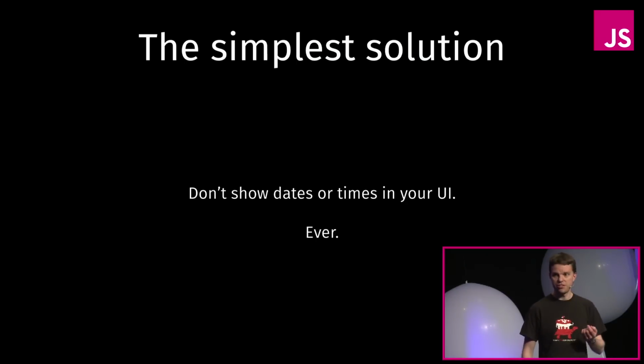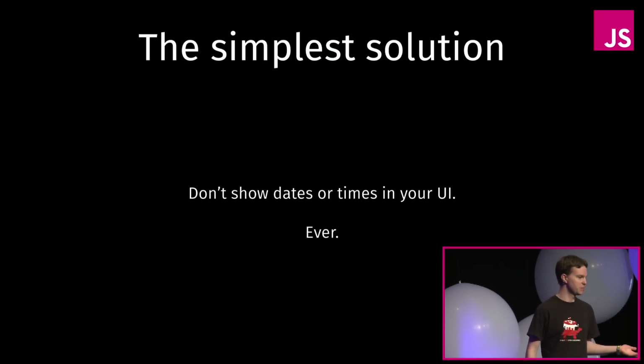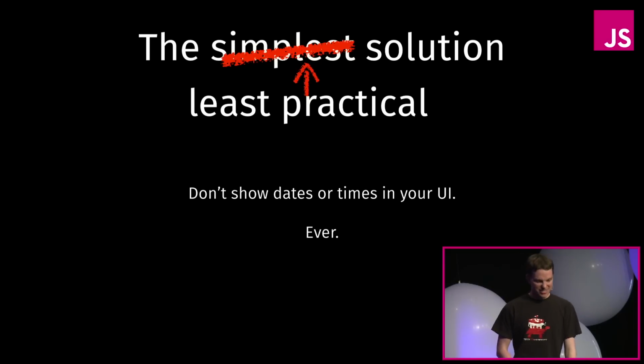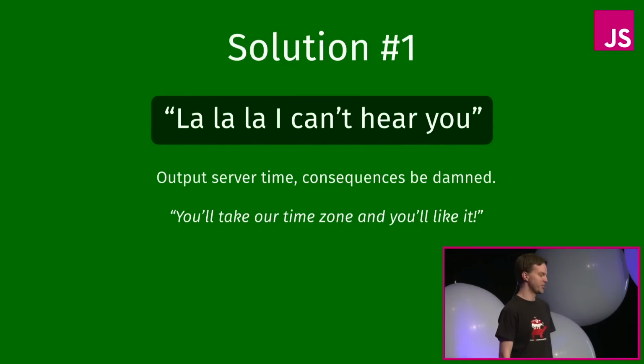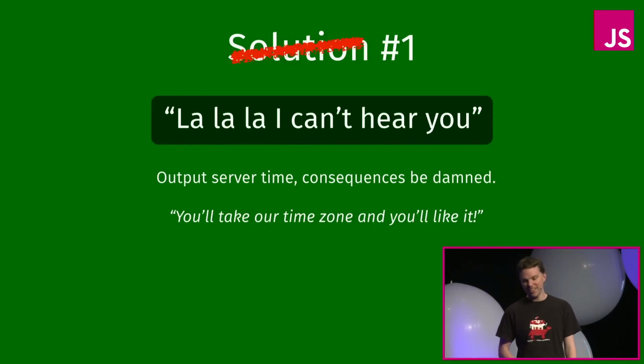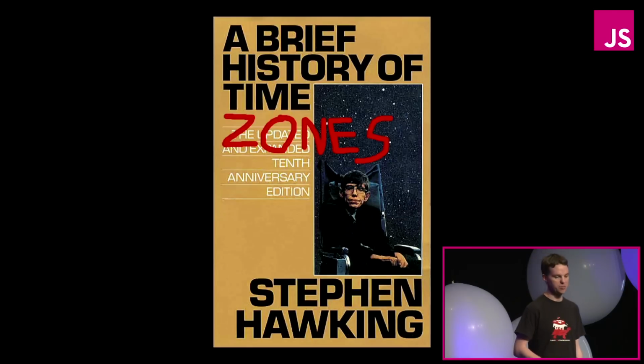Well, the simplest solution is to just ignore the problem and never show dates and times in your interface. Problem solved. Woo! But not particularly practical. So what's an actual solution? You could just say, you know what, whatever the time the server thinks it is, that's what time I'm going to output. Users have to do the mental calculations. But again, that's not really a solution. That's just stating the problem again. So let's look into the history of time zones.